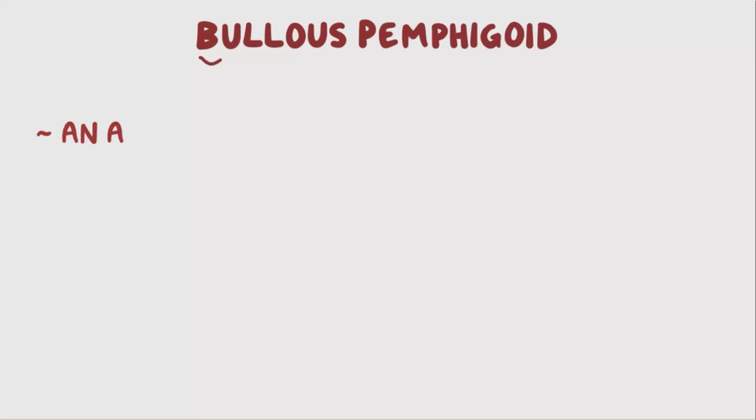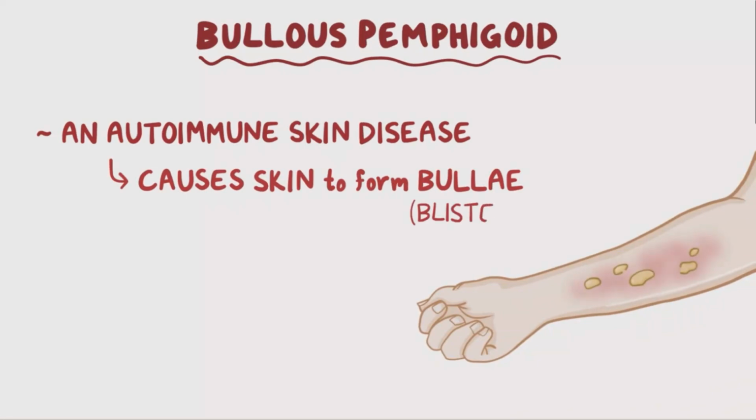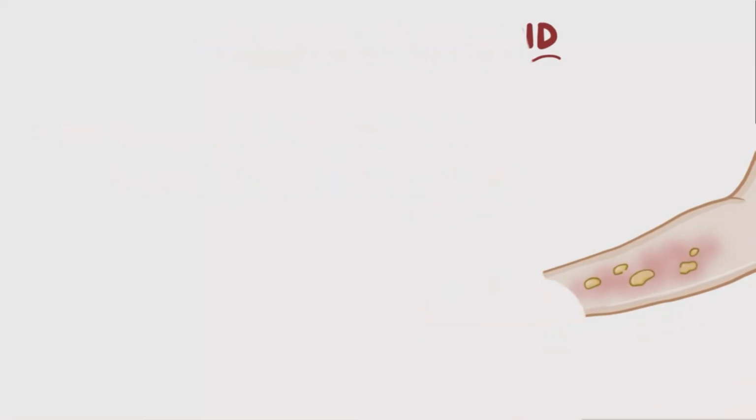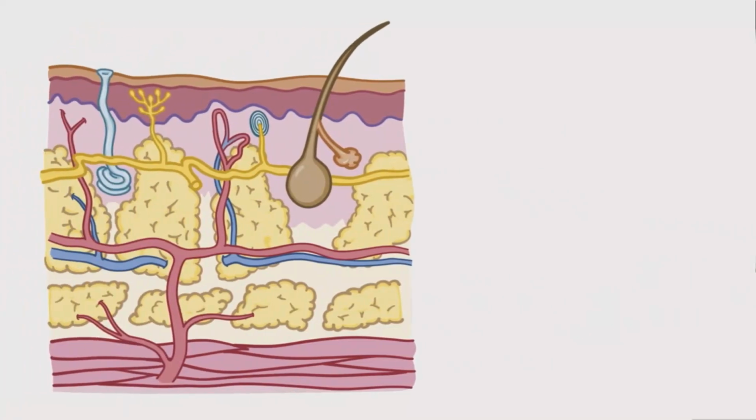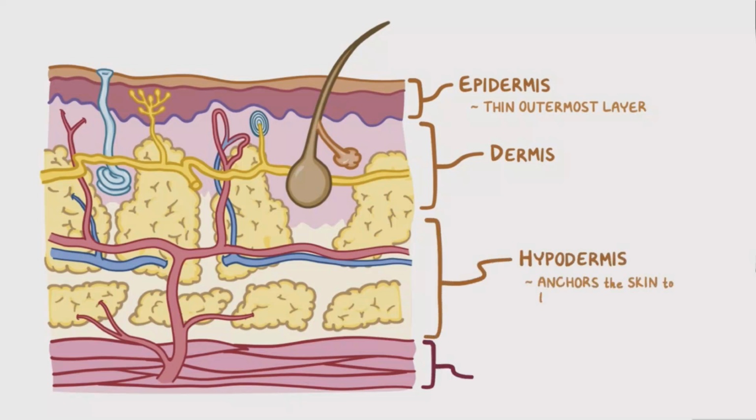Bullous pemphigoid is an autoimmune skin disease that causes the skin to form bulli, or blisters. Now, the skin is divided into 3 layers. The epidermis forms the thin outermost layer of the skin. Underneath is the thicker dermis layer, and finally, there's the hypodermis that anchors the skin to the underlying muscle.